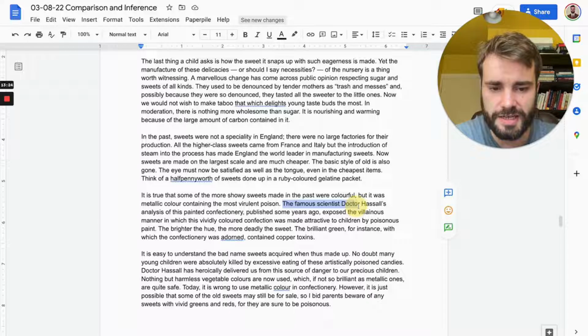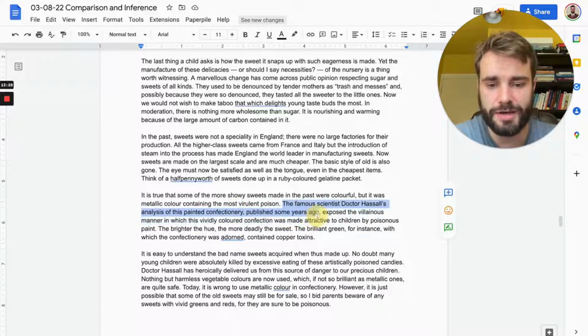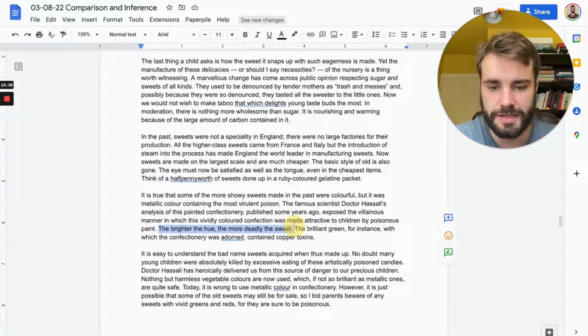The famous scientist Dr. Hassel's analysis of this painted confectionery, published some years ago, exposed the villainous manner in which this vividly coloured confection was made attractive to children by poisonous paint. The brighter the hue, the more deadly the sweet. The brilliant green, for instance, with which the confectionery was adorned, contained copper toxins.